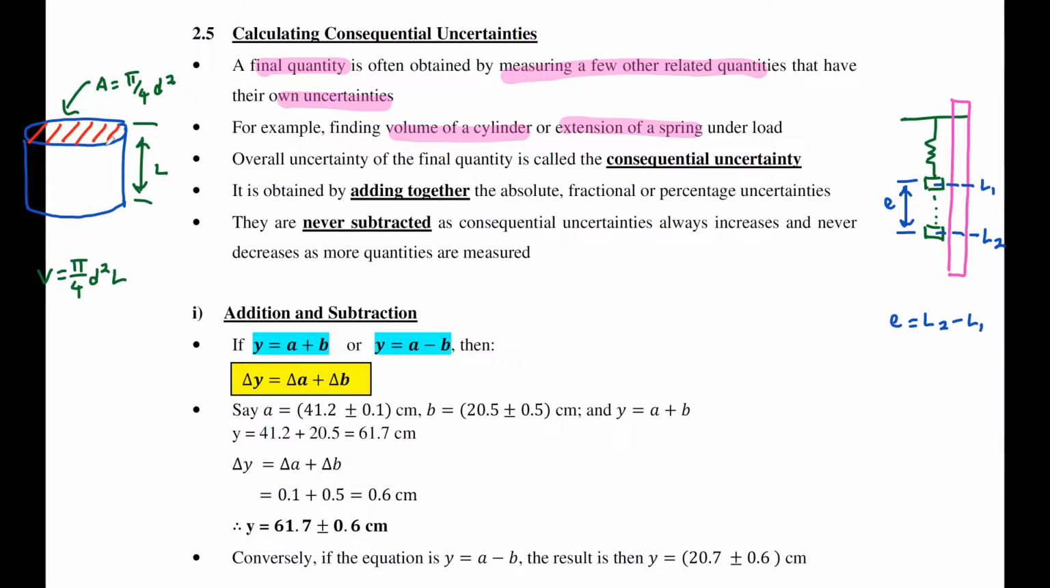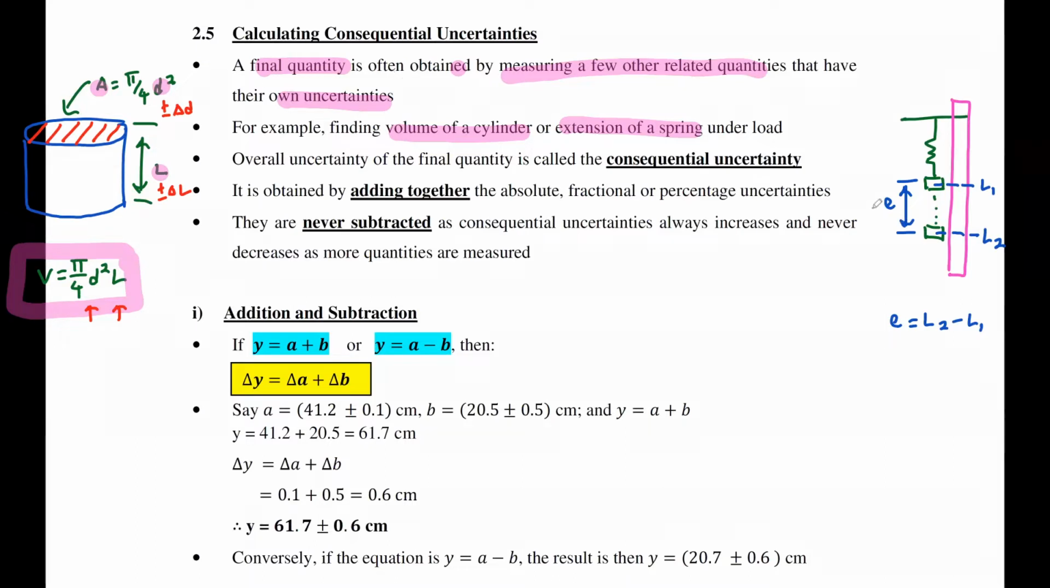When finding the volume of a cylinder, we must first determine the cross-sectional area A, which is defined by pi over 4 d squared, before multiplying it with the length of the cylinder L. The volume is then given by this equation. Before we're able to find the volume, we must first know the diameter and the length. When measuring the diameter using a micrometer screw gauge or vernier caliper, the diameter would have an uncertainty of plus minus delta D. Whereas when measuring the length of the cylinder using a meter rule, the length would have an uncertainty of plus minus delta L.